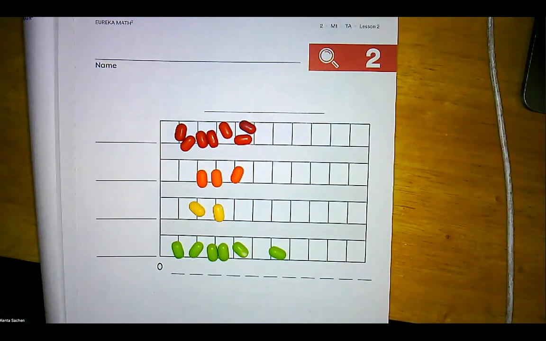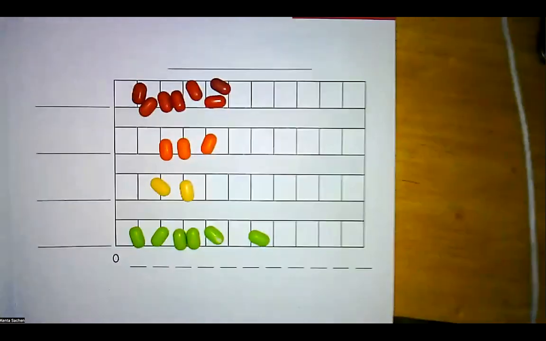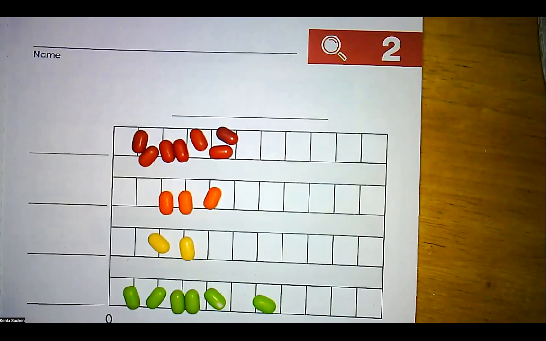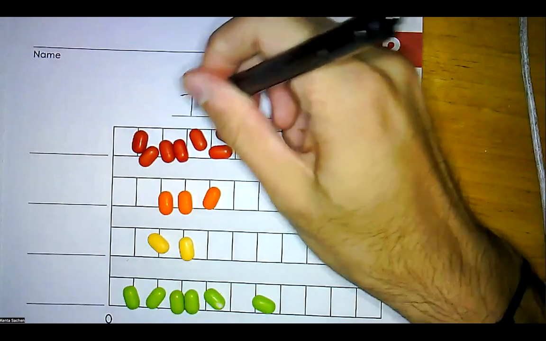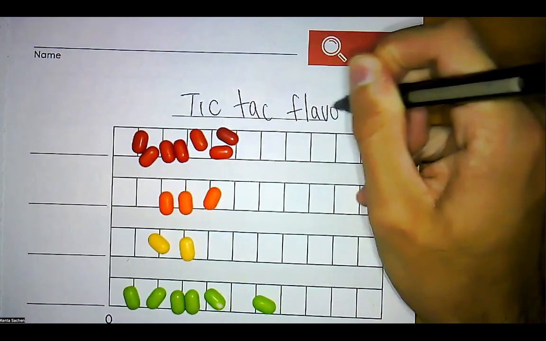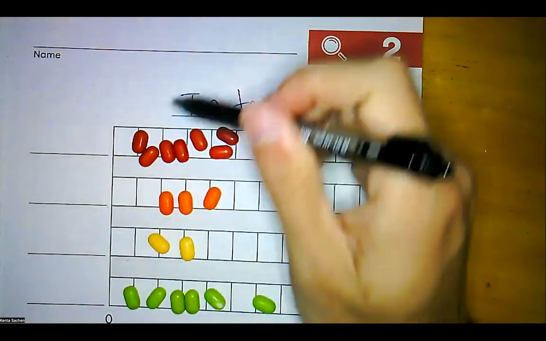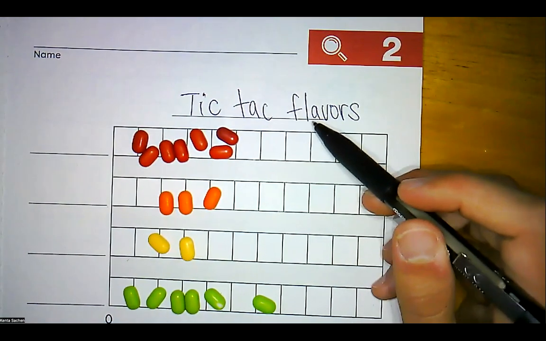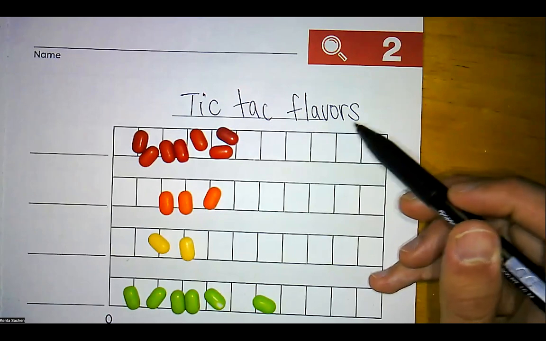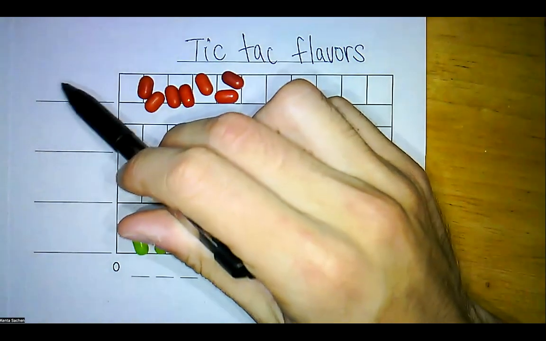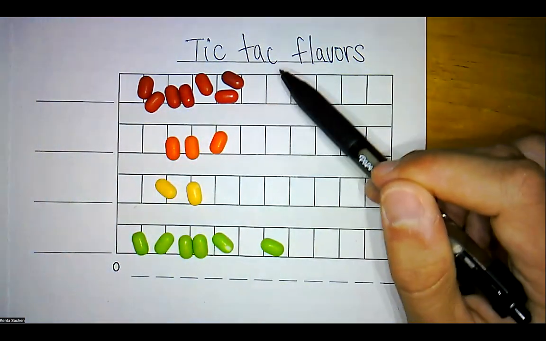Okay. But let's work on building this graph together. We're going to start with our title. What might be a good title here? Yeah, we can use the same one as yesterday. Tic Tac flavors. Make sure you're doing this with me, please. T-I-C, T-A-C, and then flavors is F-L-A-V-O-R-S. Tic Tac flavors.